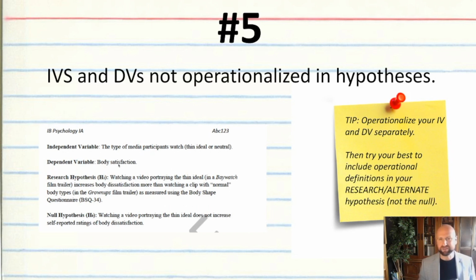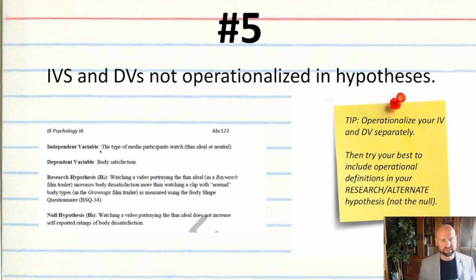So how did I measure body satisfaction in my experiment? I used the body shape questionnaire. How did I manipulate the type of media? Well, they watched different film trailers, and these are specified here. One thing you can do is use these brackets to do the specific condition like this.